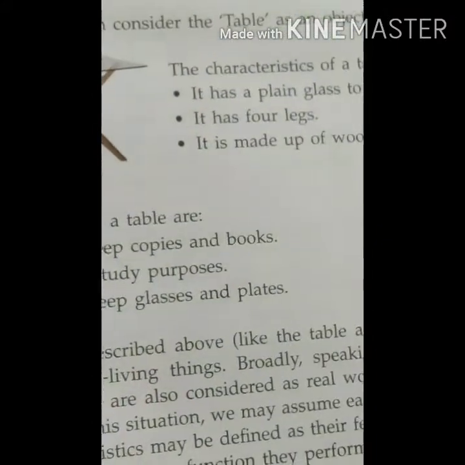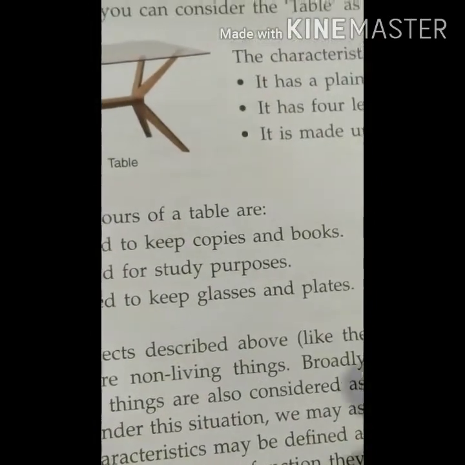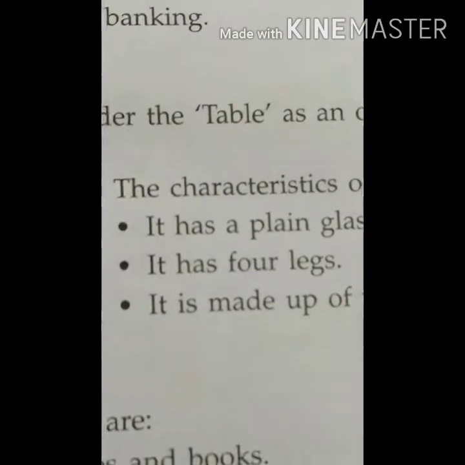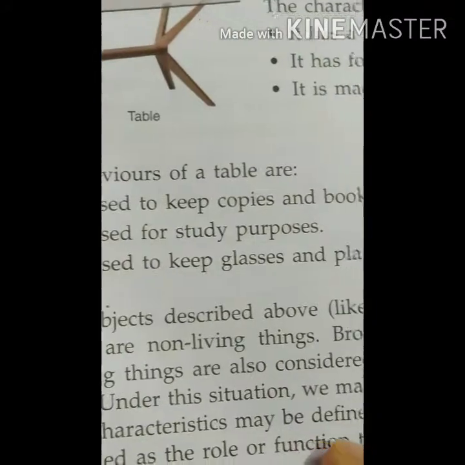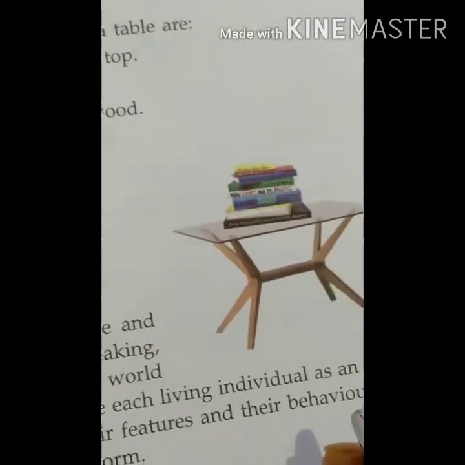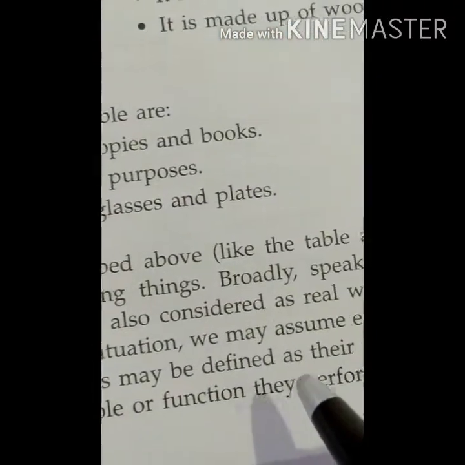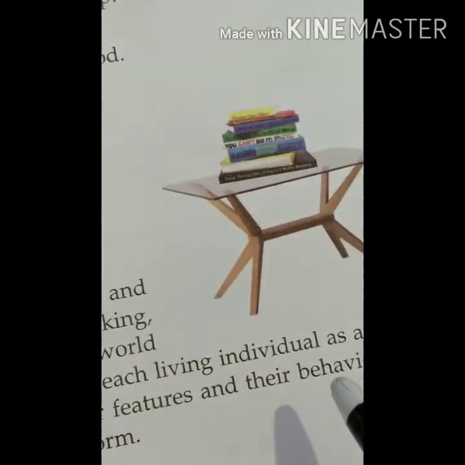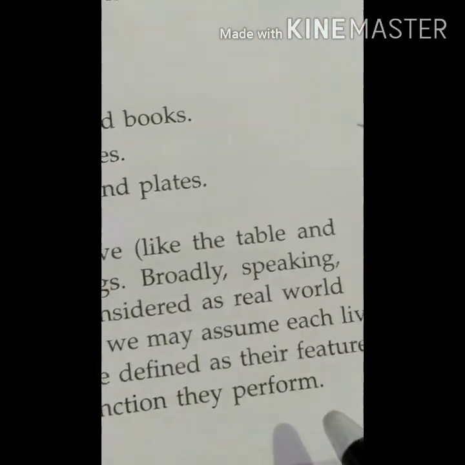The objects described above, like table and mobile, are non-living things. So these both are non-living things. Broadly speaking, the living things are also considered as real world objects. Under this situation, we may assume each living individual as an object. Their characteristics may be defined as their features and their behavior may be defined as the role or function they perform.